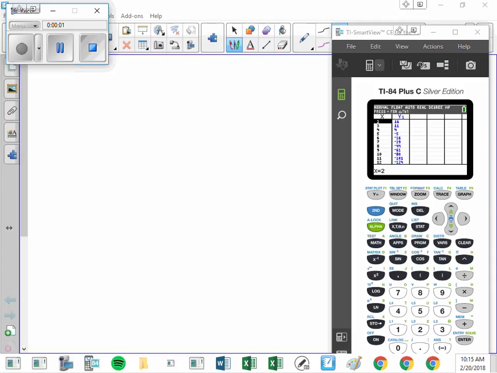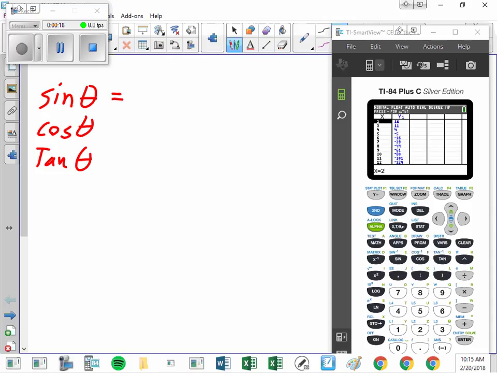Today we're going to work on 452. Let me give you a really quick review of trig. So we have the sine of theta, the cosine of theta, the tangent of theta. Sine is O over H, cosine is A over H, and tangent is O over A. You guys can remember SOHCAHTOA, right?